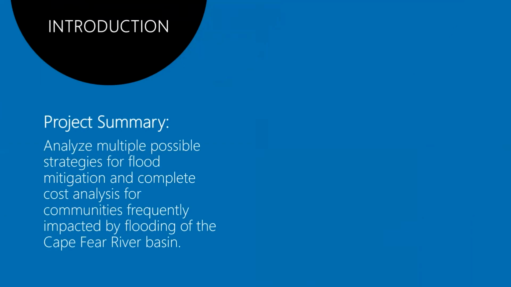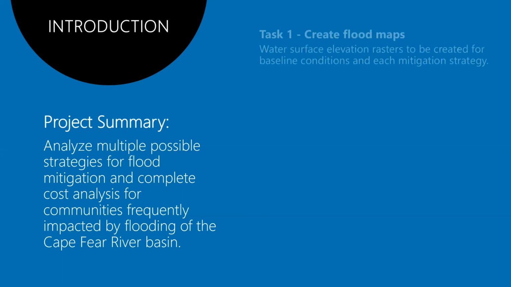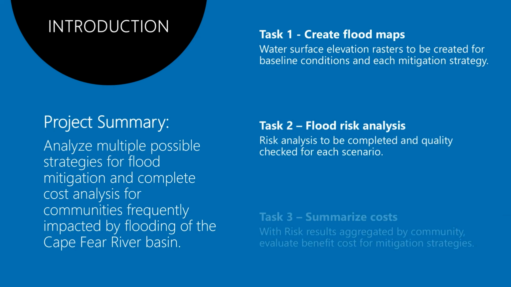So here's just a summary of our project. We were to analyze multiple possible strategies for mitigation for the Cape Fear River and then complete a cost analysis for the communities based on those mitigation strategies and compare them to the baseline or existing conditions. So this project for the flood analysis is broken up into a series of tasks, and I just have a short description here. We are to create our flood maps, which will have our water surface elevation, run our flood risk analysis, and then we are going to summarize our cost for the cost benefit as well as the impacts.